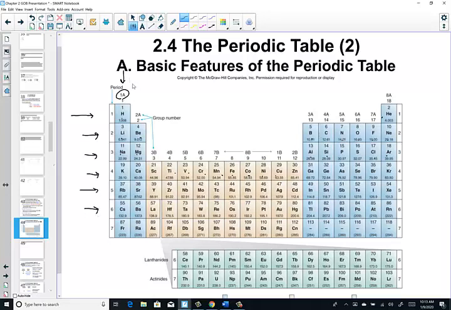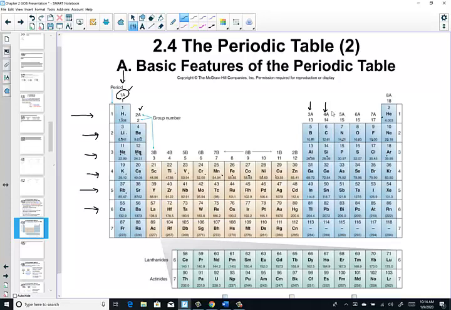Columns go down. Column number 1 is called group 1A. It represents its valence electrons. Group 1A contains hydrogen, lithium, sodium, potassium, rubidium, cesium. Group 2A: beryllium, magnesium, calcium, as we read down a column. The next tall column over here is boron's family, group 3A: boron, aluminum, gallium, indium, thallium. Group 4A: carbon, silicon, germanium, tin, and so forth.